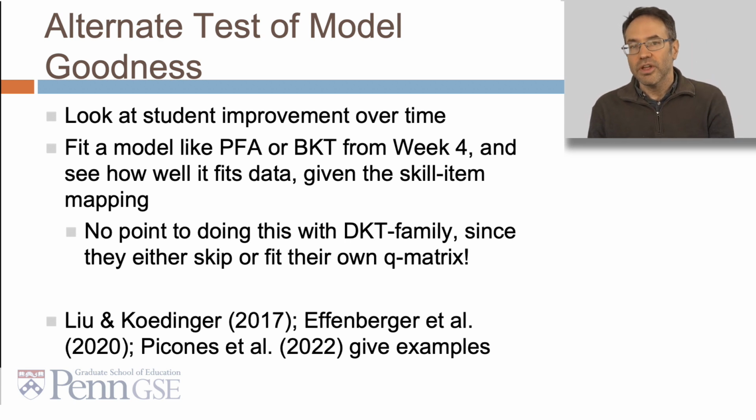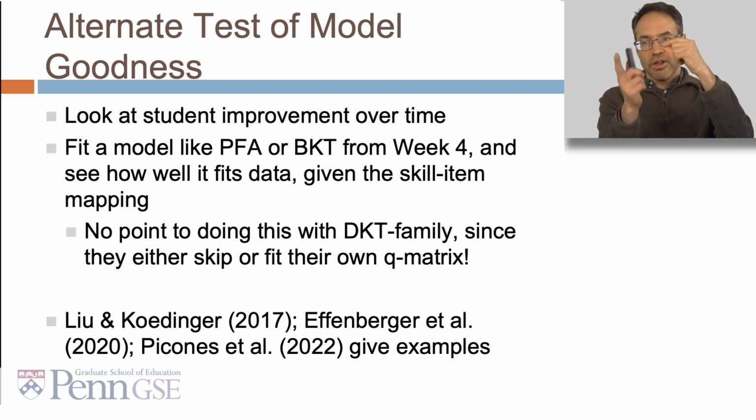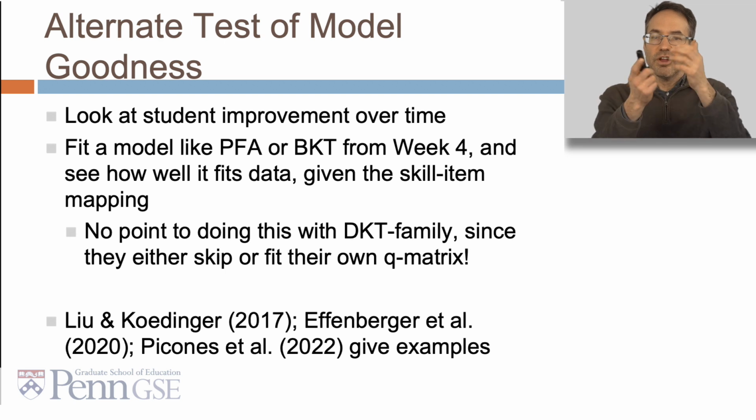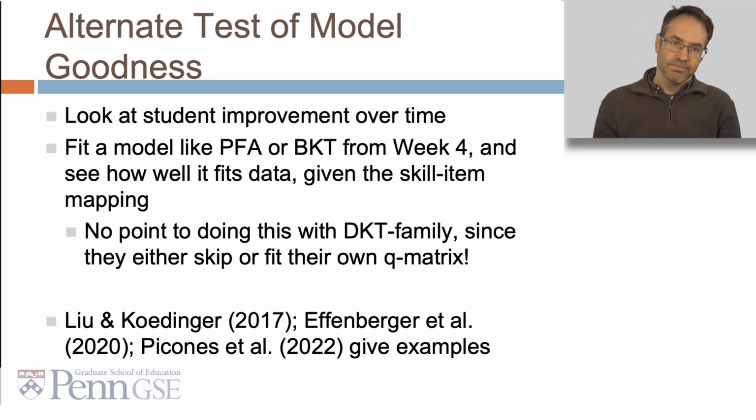So literally, you put a different Q matrix in the DKT family, you get the exact same thing back out. And this process of looking at student improvement over time in the process of validating Q matrices, you can see in various papers, such as the ones listed here.